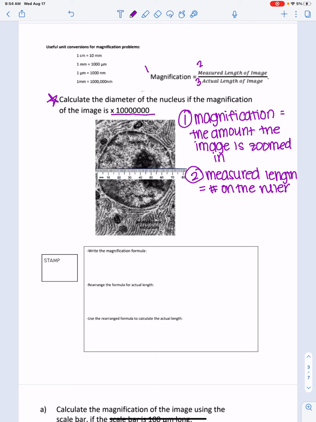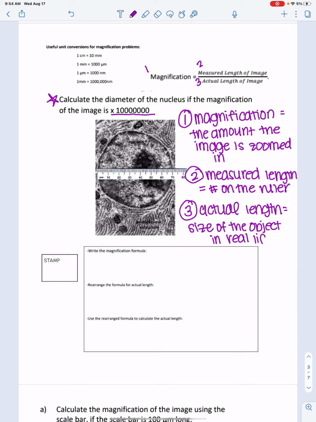All right, number 3 is going to be the actual length. And this is usually what we're going to be looking for. It's the size of the object in real life. So those are the 3 things we're trying to find. Usually we're going to be looking for the actual length, but in some cases they're not going to give us the magnification, and we're going to have to add in an additional step.